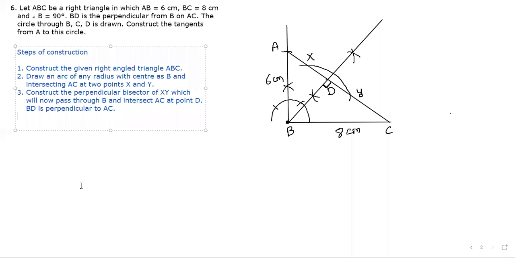Now stop all your work and see here. Now we want the circle through B, C and D to be drawn. Let me take the next page. Last year, we had 3 points B, C and D, and they told us to construct a circle passing through 3 non-collinear points.